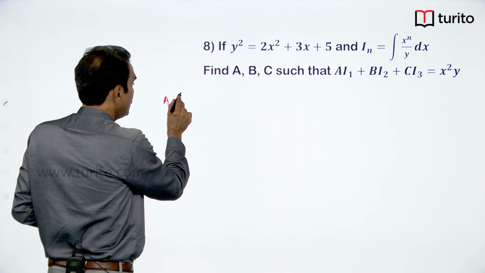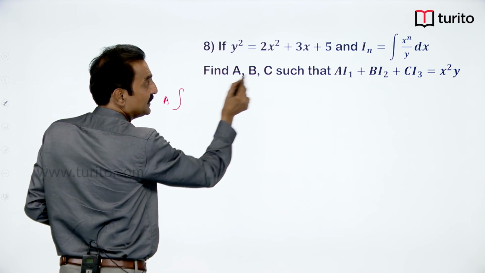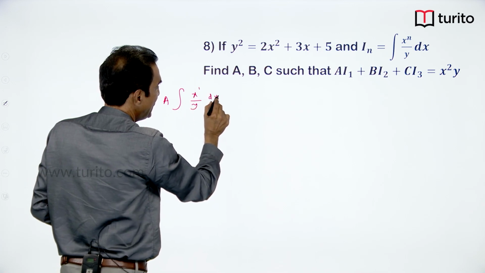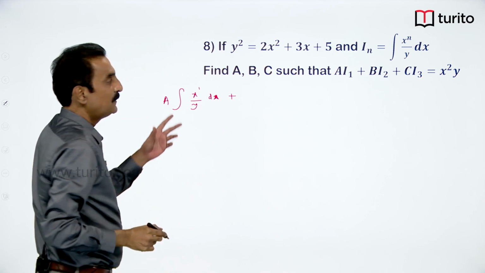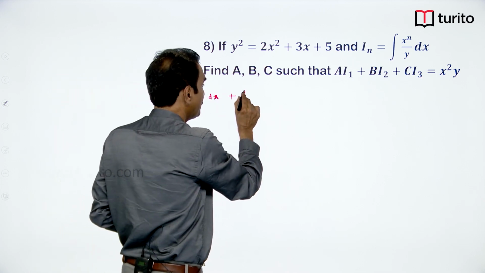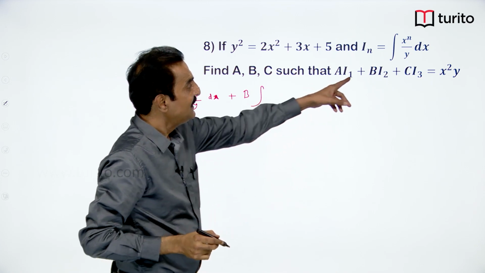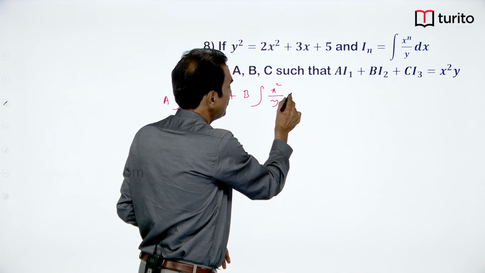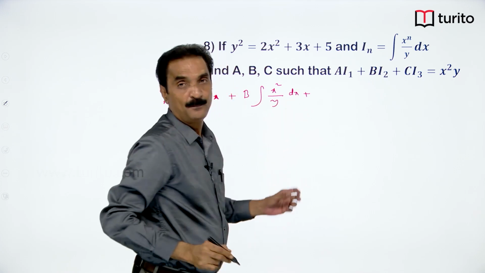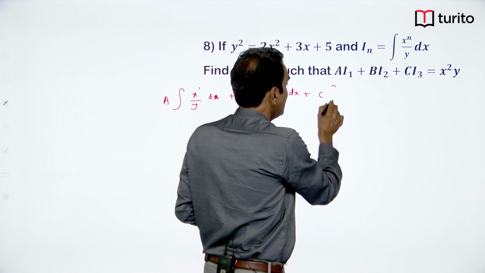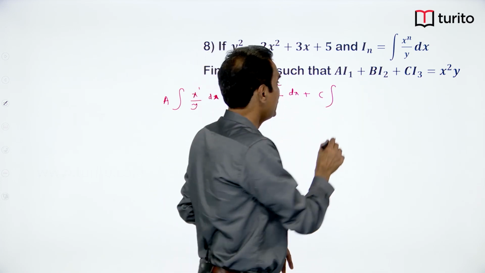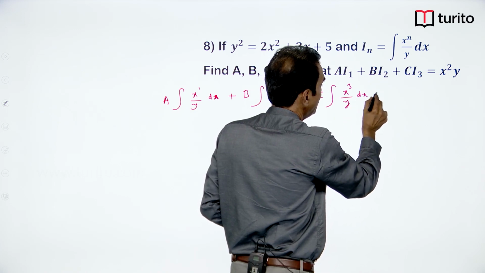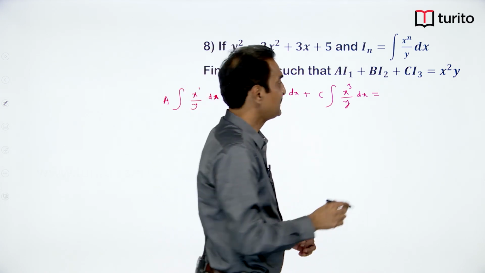A into I1 is integral x power 1 by y dx, plus B into integral x square by y, plus C into integral x cube by y dx is equal to x square y.